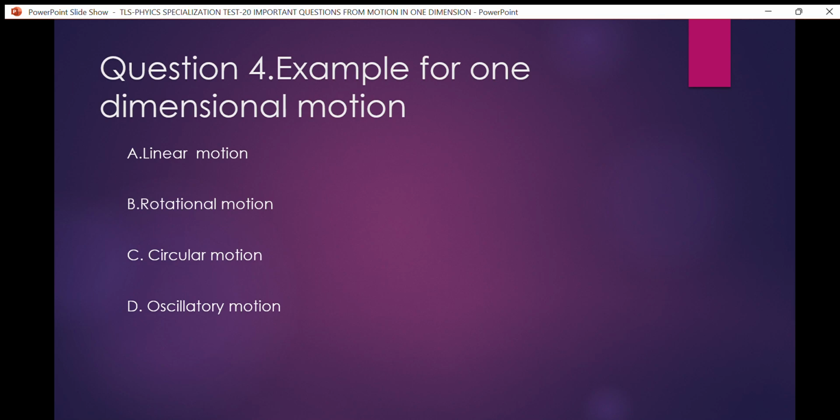And rotational motion, anytime 2 coordinates will change, maybe x and y or x and z. In circular motion, again 2 coordinates will change. And in oscillatory motion, there can be changes in 2 variables. So the right option is linear motion. In linear motion, only one coordinate will change with respect to time. So we say the example for 1-dimensional motion is linear motion. We'll go to question number 5.